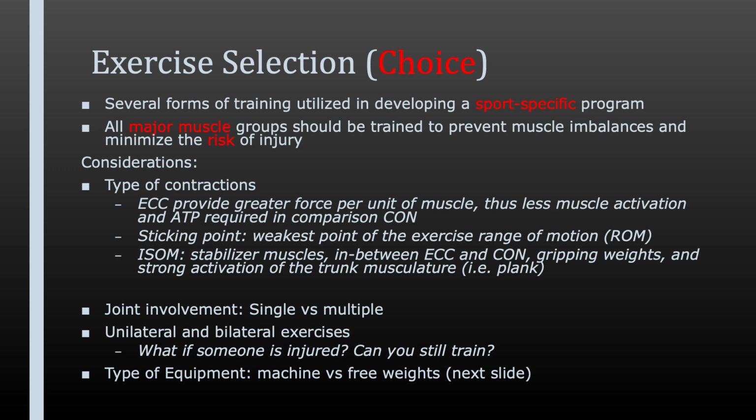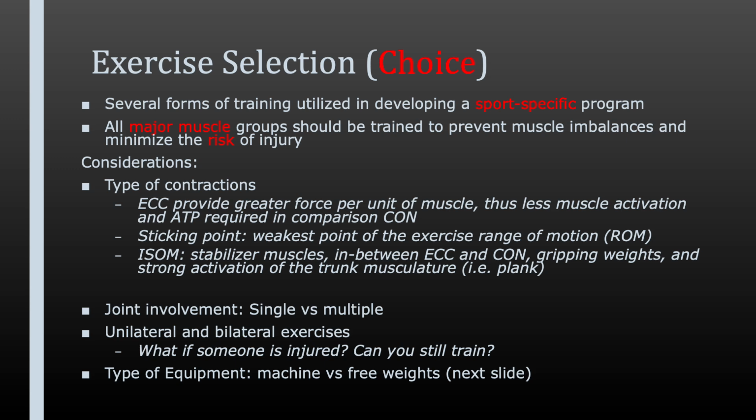We can still train one side of the body and still have some results of improvements to the other side. We have this neural effect, bilateral deficit, where we're able to actually produce force on one side and still have some improvements take place to the other side. So if someone's injured, they shouldn't just stop working out unless the doctor has advised them to do nothing.